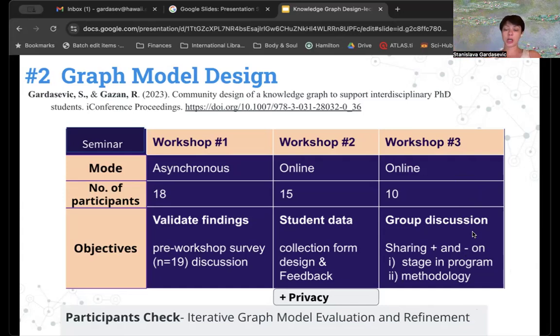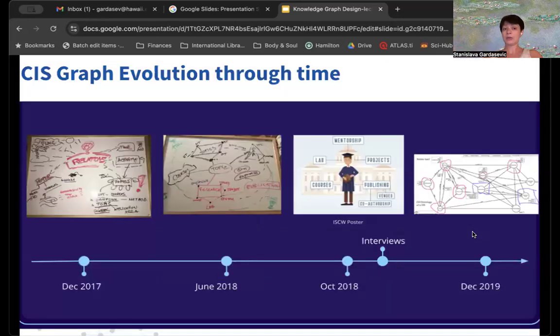Each of these workshops was including this participant check component, where I would show the graph model at that time. We discussed it and then changed categories, or at least how we name them, and added categories based on their needs. And this is my graph model as it evolved through time. This is when I first started thinking about it, then formalizing it. Then I presented it in October 2018 as a poster at the International Semantic Web Conference.